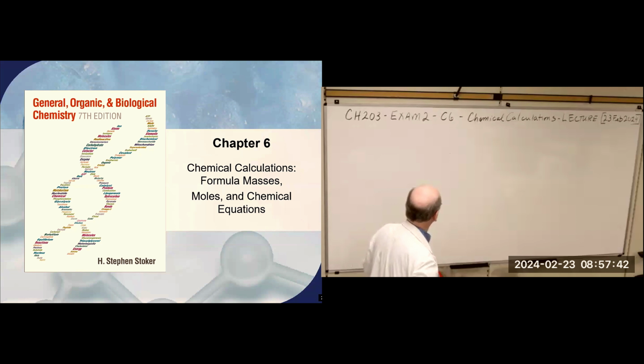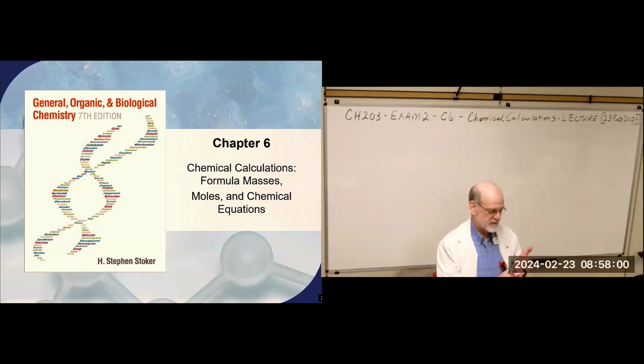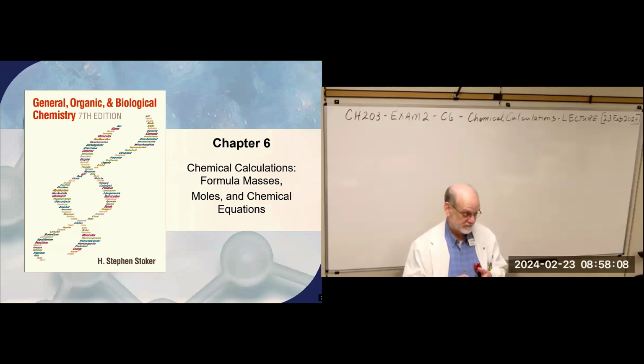Well, let's take a look at chapter 6. Chemical calculations. Up to now we've learned the alphabet. We've learned how to write words in chemistry, form chemical formulas. We learned how to write sentences and balance them, that is, reaction equations. And now we're going to learn what to do with them.